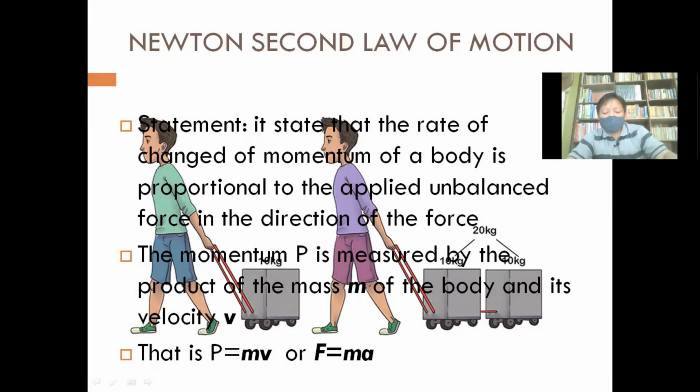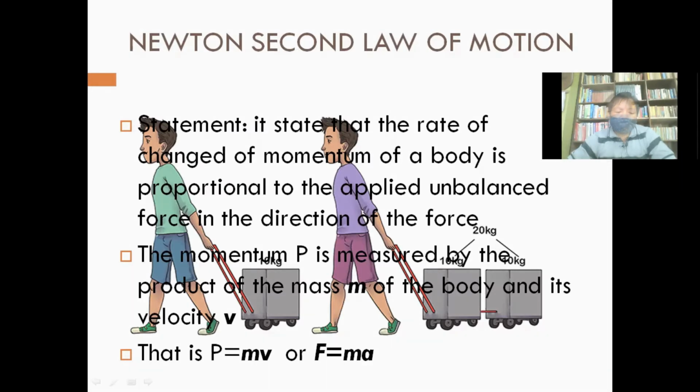Let me give you one example. When an athlete participating in a high jump is made to fall either on a thick cushion or on a sandbag, this is to increase the time the person takes to stop after the jump. As a result, the rate of change of momentum is decreased. This means that force is directly proportional to the rate of change of momentum.